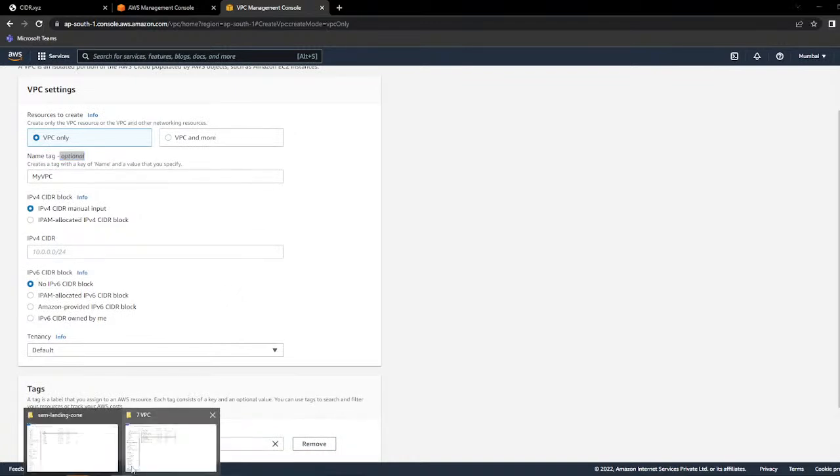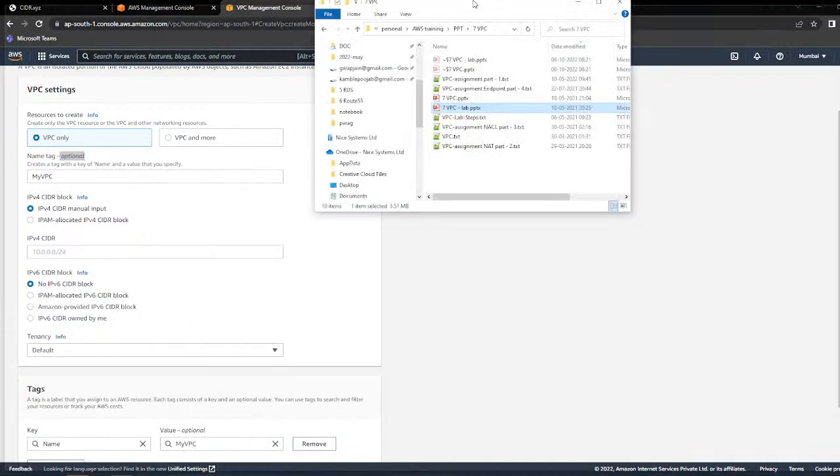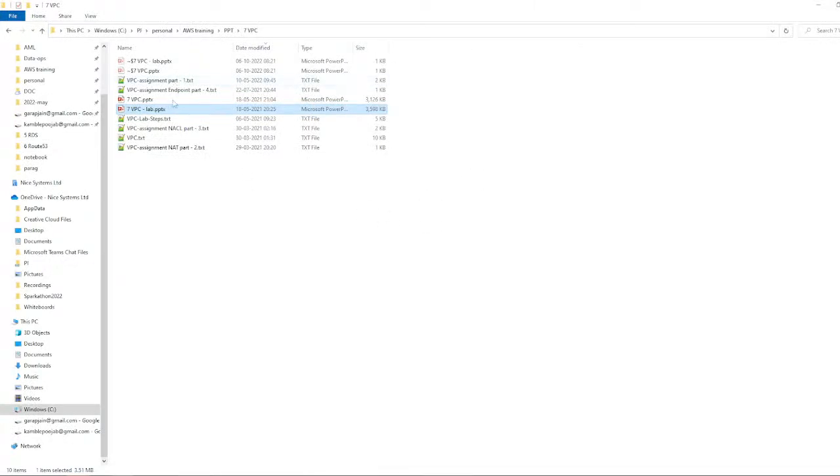Okay. So before going to that, I will show you the steps I have given you in your assignment. Can you see? Assignment number 1, assignment number 2, 3 and 4.